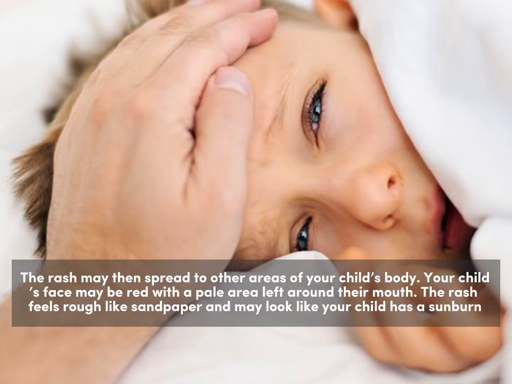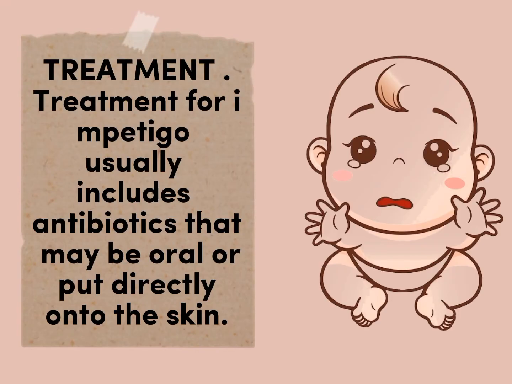Your child's face may be red with a pale area left around their mouth. The rash feels rough like sandpaper and may look like your child has a sunburn. Treatment. Treatment for impetigo usually includes antibiotics that may be oral or put directly onto the skin.